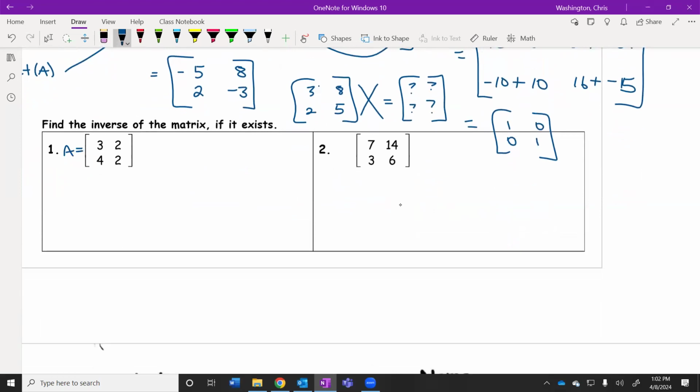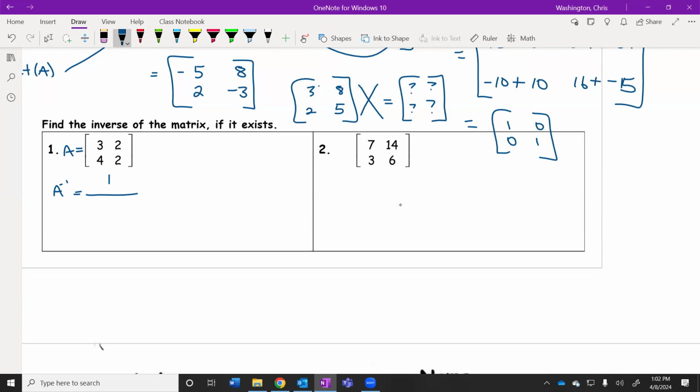Number 1, let's call number 1 matrix A, and we want to find A inverse. 1 over the determinant. What is the determinant of matrix A? This is something that I would probably figure out off to the side.